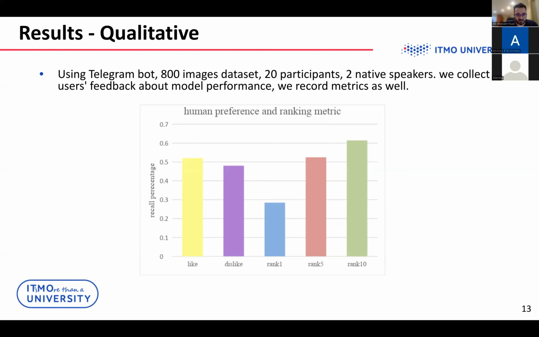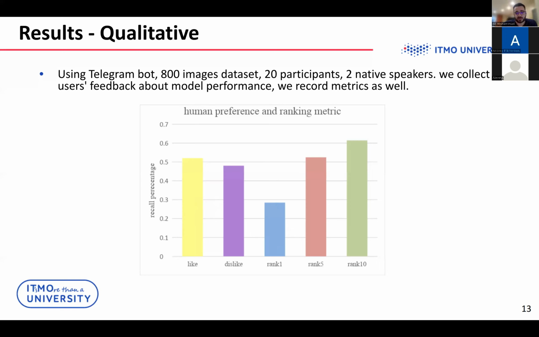And here are the interesting results. So we had a recall percentage of about 50% likes and less than that for dislikes. But for rank one, which is when we have the top result from our database search, we had only around 30%. So here I'll repeat to make the point more clear.